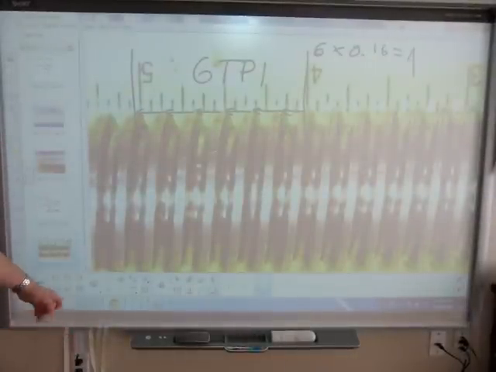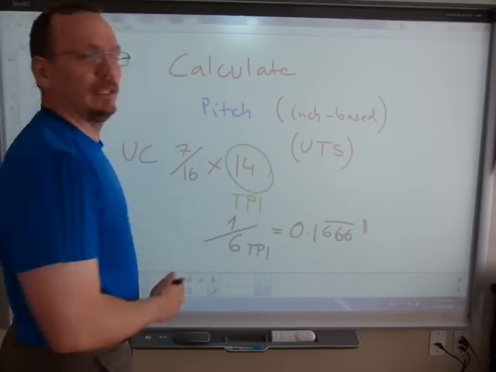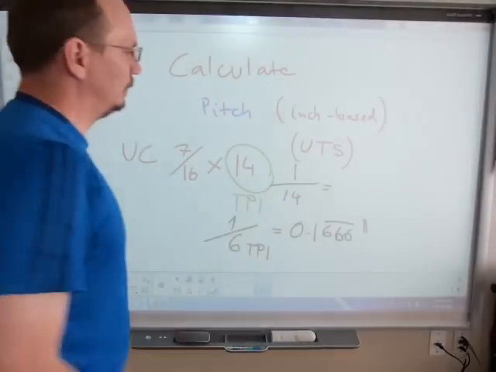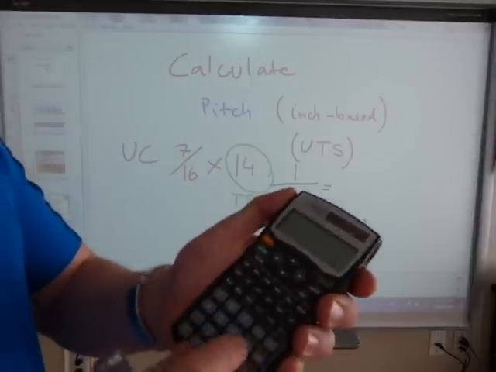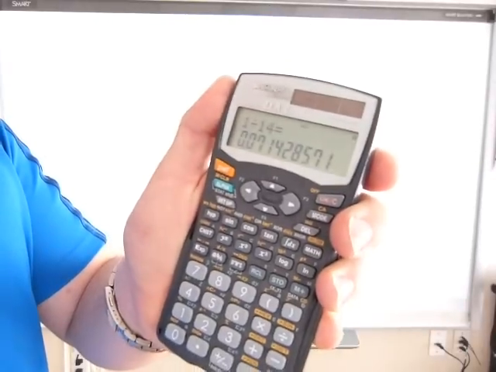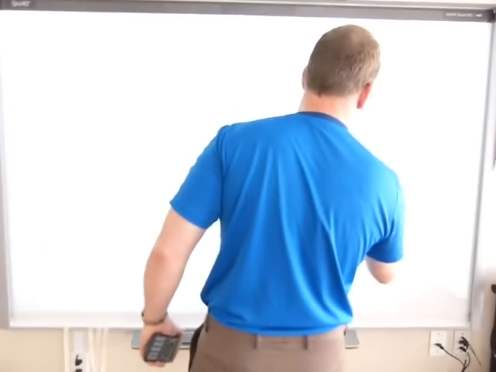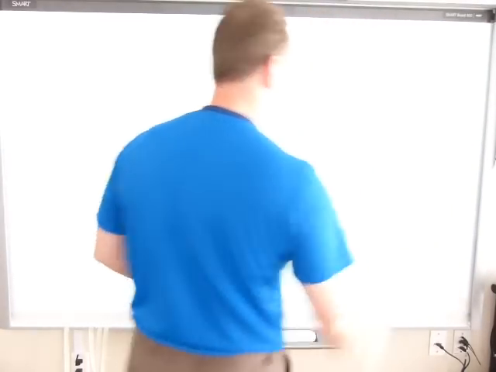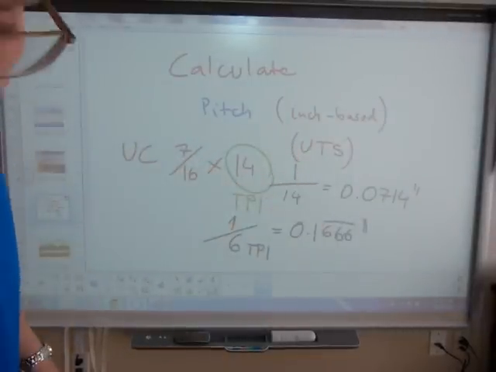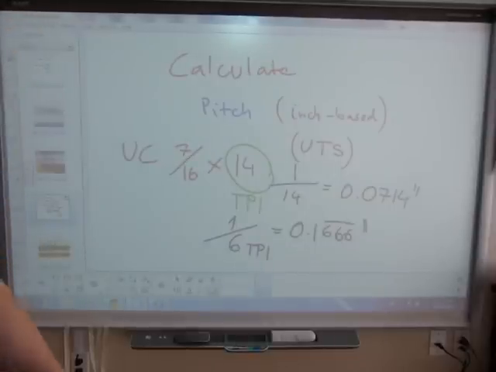So that's how you calculate pitch. You take the TPI number 14, you go 1 divided by 14 equals 0.0714 inches. So that's the amount of pitch a nut needs to travel. If it takes one full turn, that's how far it's going to be advancing.